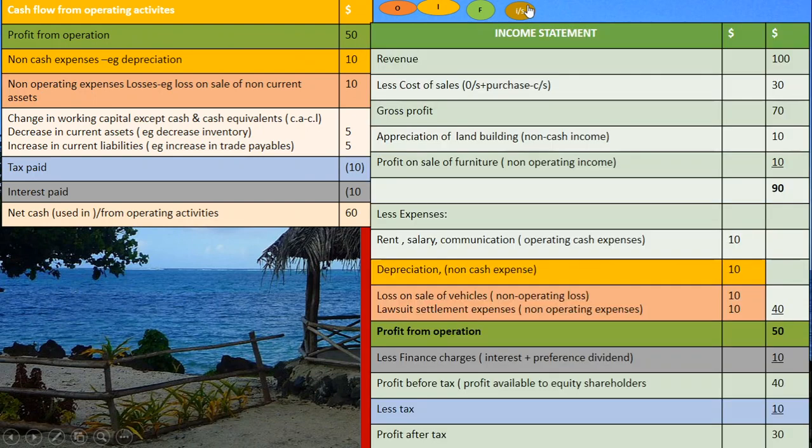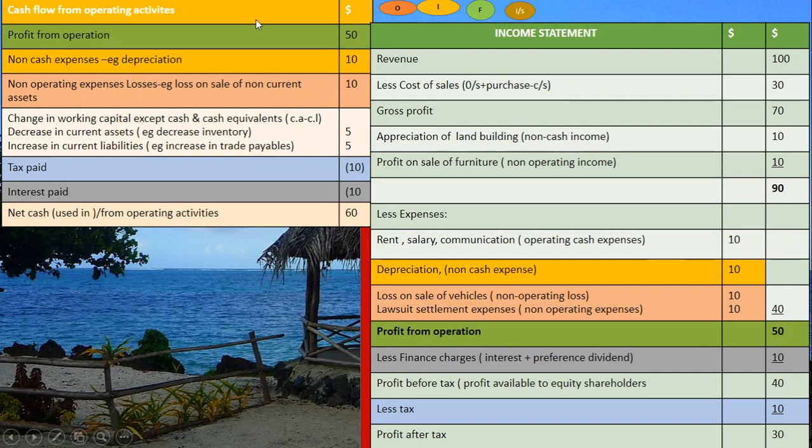So if this is your income statement, here revenue less cost of sales equals gross profit. To gross profit we add other incomes, which is 90. Then you deduct expenses, and expenses you have like rent, salary, communication. These are called operating cash expenses. Then we deduct depreciation, and loss on sale of vehicles, that's a non-operating loss, and lawsuit expenses, non-operating expenses. Total expenses 40, you deduct, you get profit from operation.